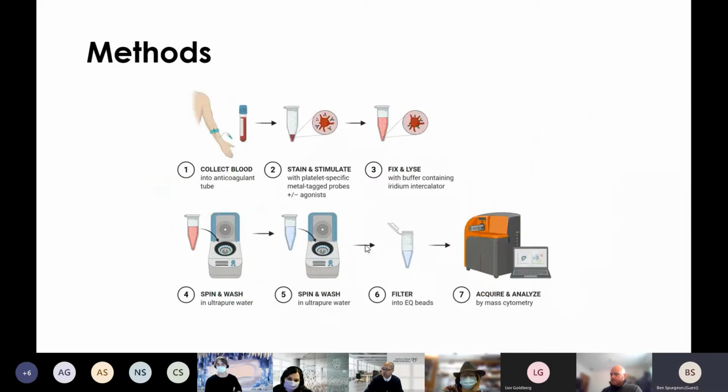The following slide gives an overview of the basic method. We collect blood from typically healthy donors. Sometimes we deal with patient samples. After we draw this blood, we pipette 3 microliters into an antibody cocktail that may or may not contain agonists which activate platelets. We stain for 30 minutes at room temperature and then add a lyse fix buffer containing iridium cell ID. We then wash the samples twice in milliQ, resuspend in EQ beads and filter for acquisition by mass cytometry.